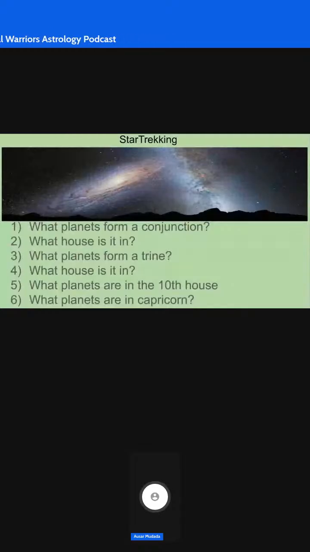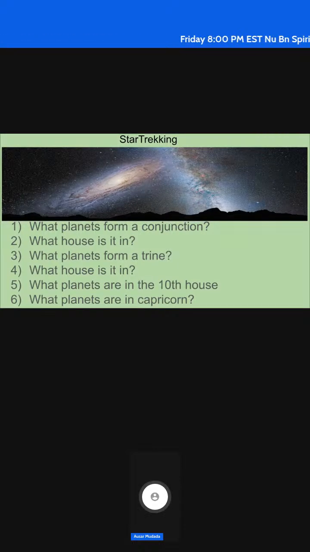Now, we're going to begin to analyze a chart. The key things that we're looking for, we're not going to try to do all of the aspects or things that are involved in it. But the key thing that we're looking for is, say, what planet forms a conjunction.